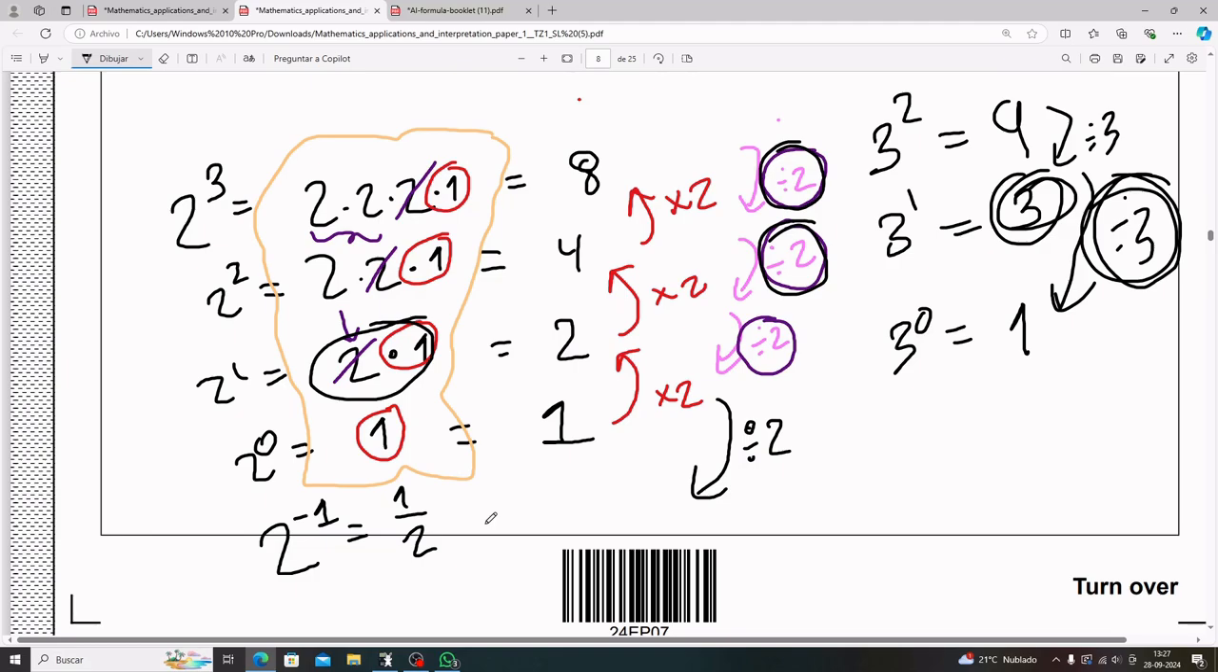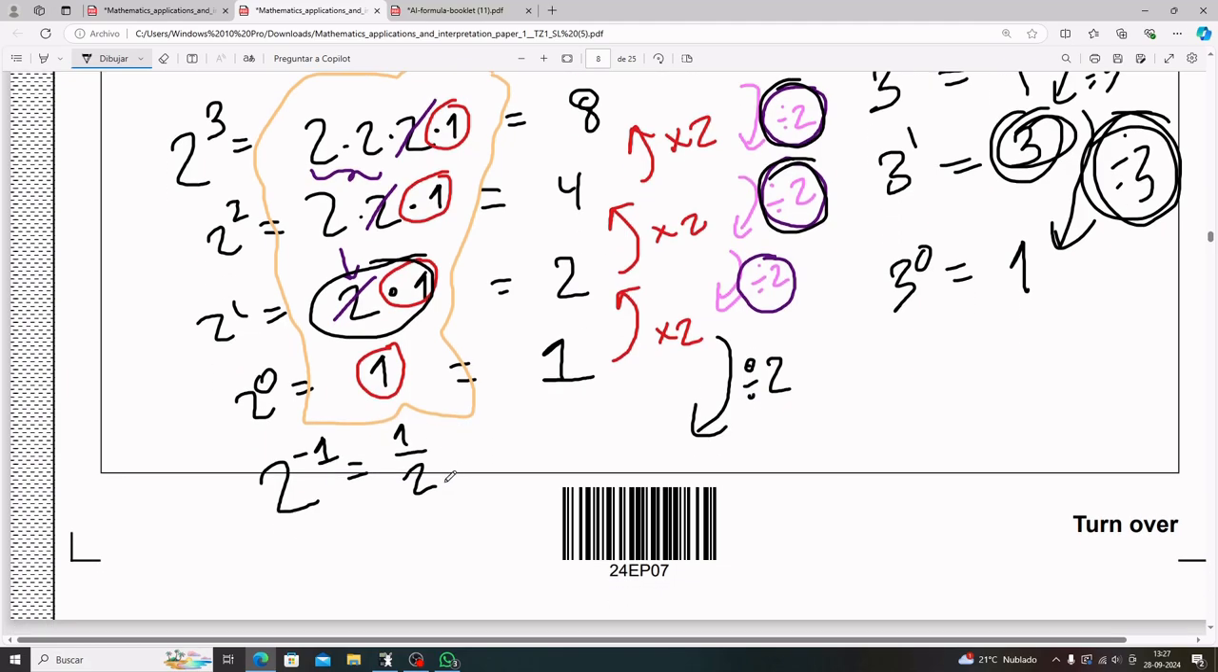It's 1/2. Okay, so 2 to the power of negative 2 is going to be 1 divided by 2 times 2, 1 divided by 2 squared, 1 divided by 4. Not that hard either. Or is it?